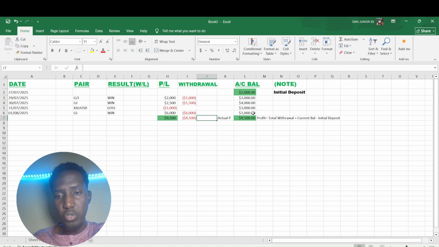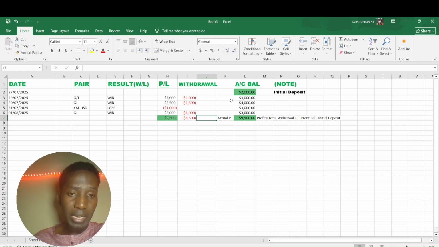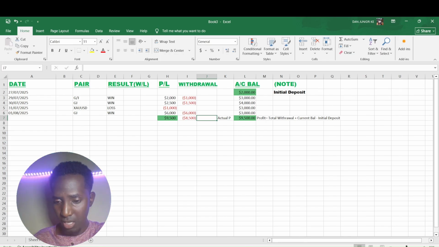The total withdrawal was 8,500 if you add all of these, and then you add your current balance, which is 3k, and then you subtract the initial deposit. So my profits, which I made on Tuesday, Wednesday, Thursday, and Friday, which is 4 days of trading, was 9,500. See, guys, it's very easy. That's how you need to journal your trades if you want to be consistently profitable.